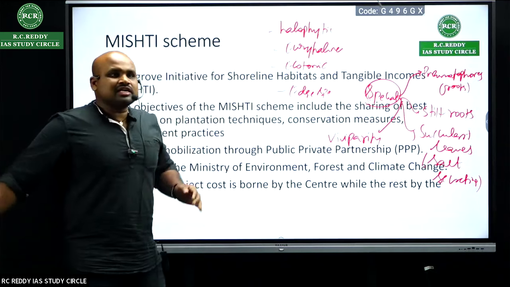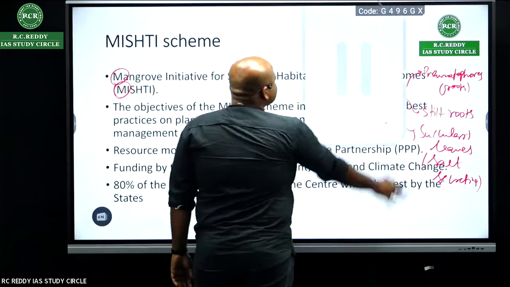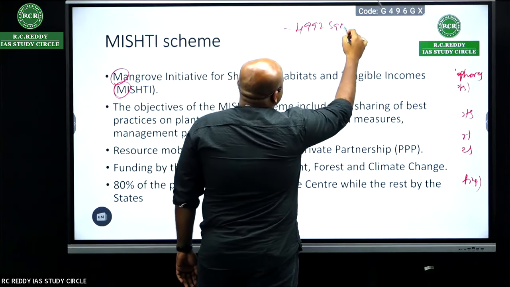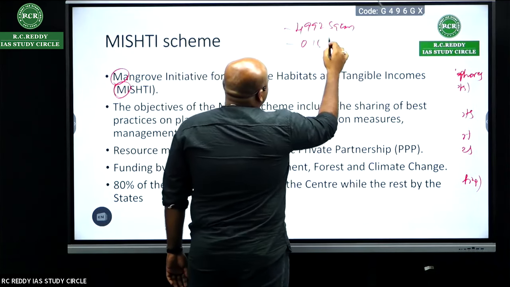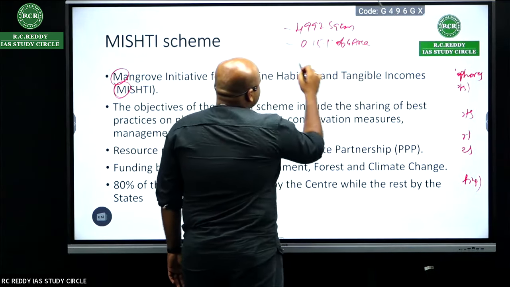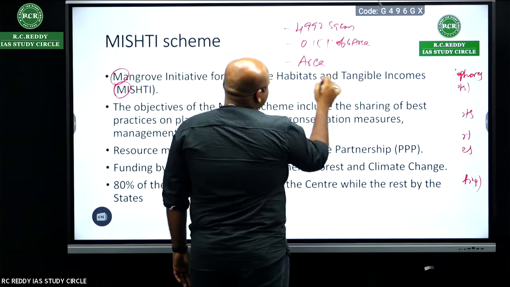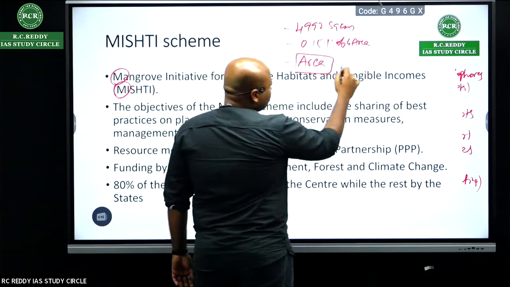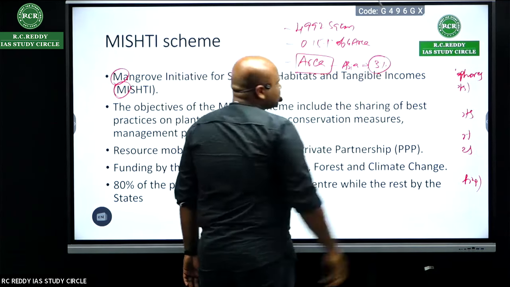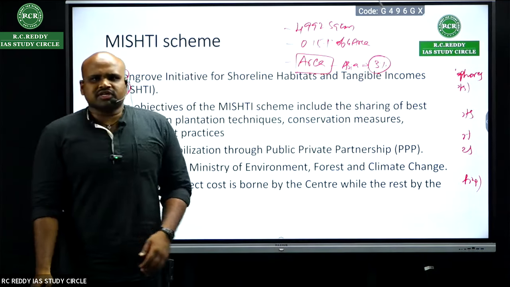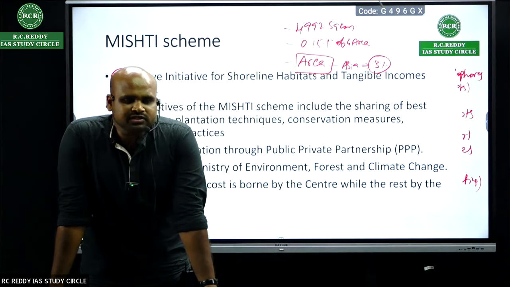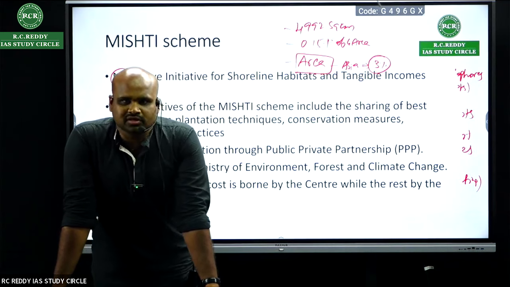And when I look at the status of mangroves in the context of India, I keep telling, according to ISFR report, it is around 4992 square kilometers, around 0.15% of geographical area. And when we look at the proportion of mangroves in India with respect to Asia, around 3% of the mangroves that is present in Asia is present in India. And some of the important mangrove structures that are existing in the context of India is what?